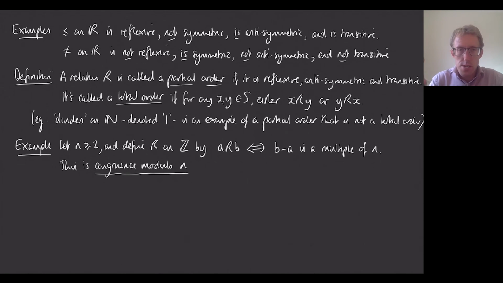So which of these properties that I listed on the previous slide does this relation have? Is it reflexive? Well, yes, it is reflexive. That means A is related to A for every A. And that's true here because A minus A is 0, which is a multiple of n. So it is reflexive. And it is symmetric, because if A is related to B, that means B minus A is a multiple of n, and that means that A minus B, which is the minus of that, is also a multiple of n.